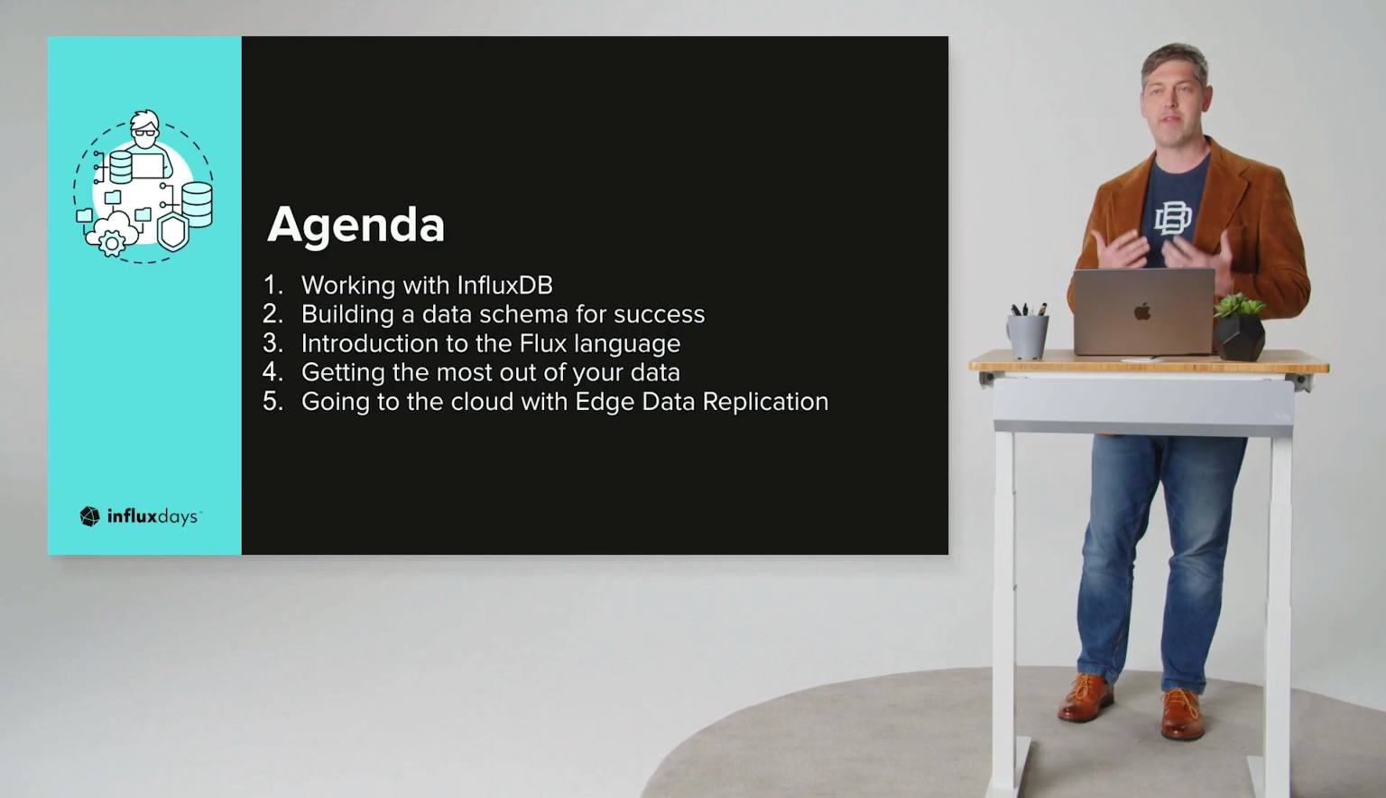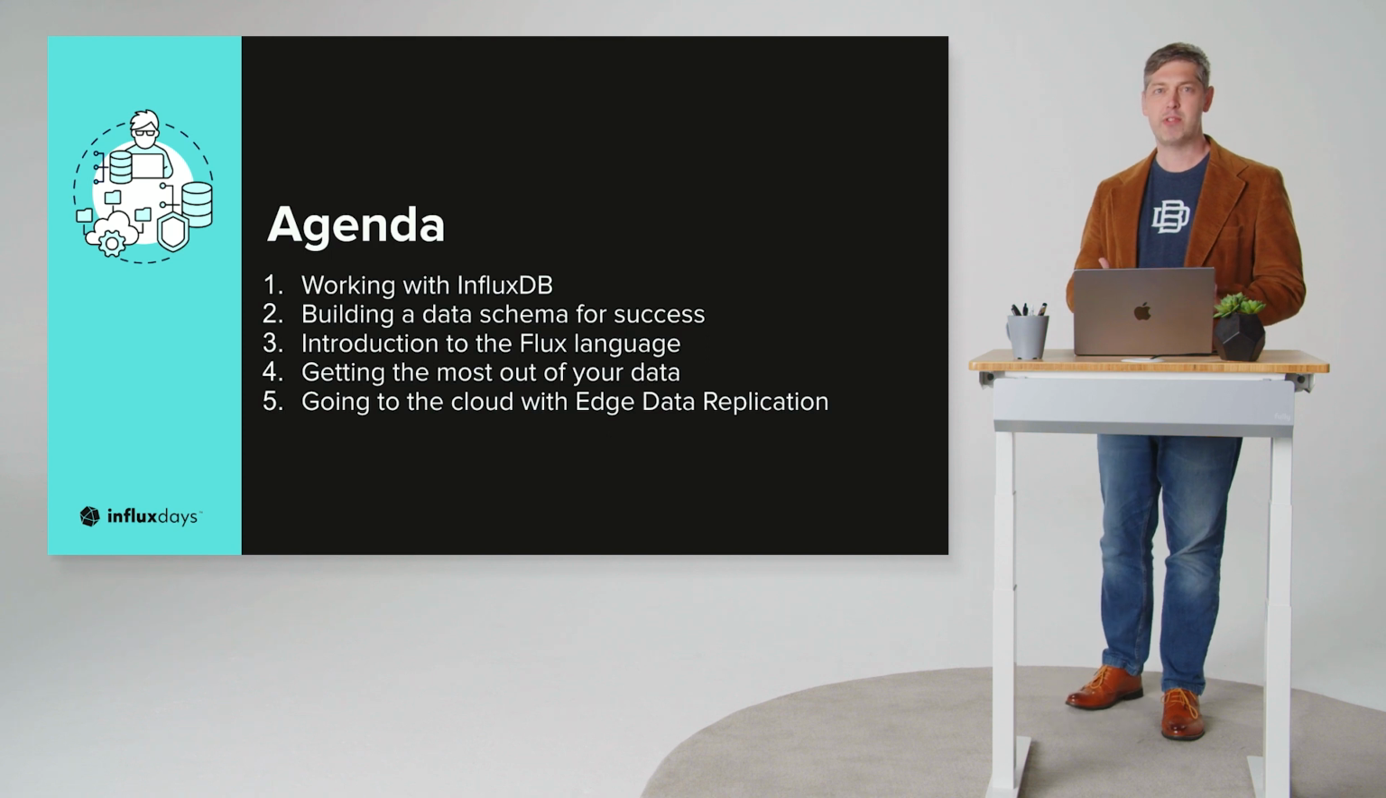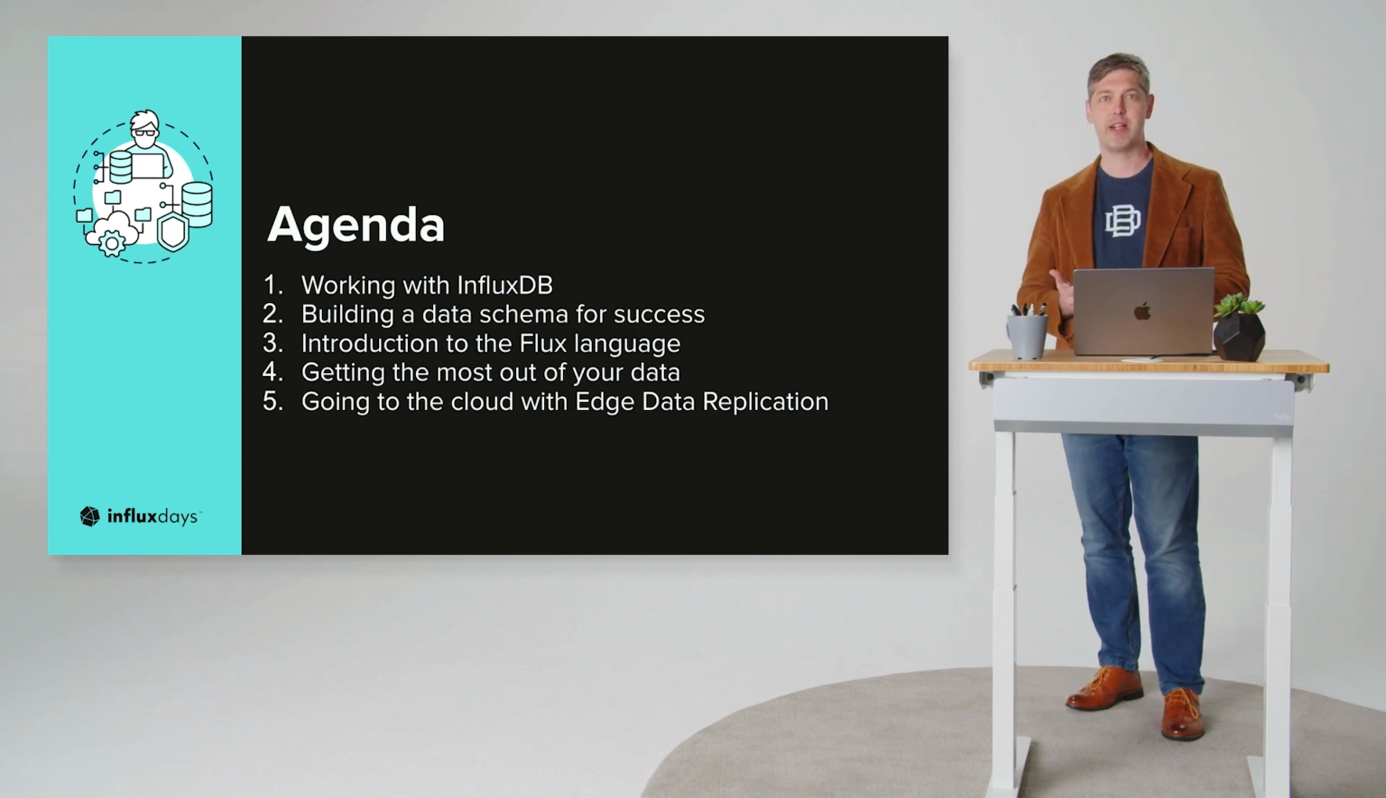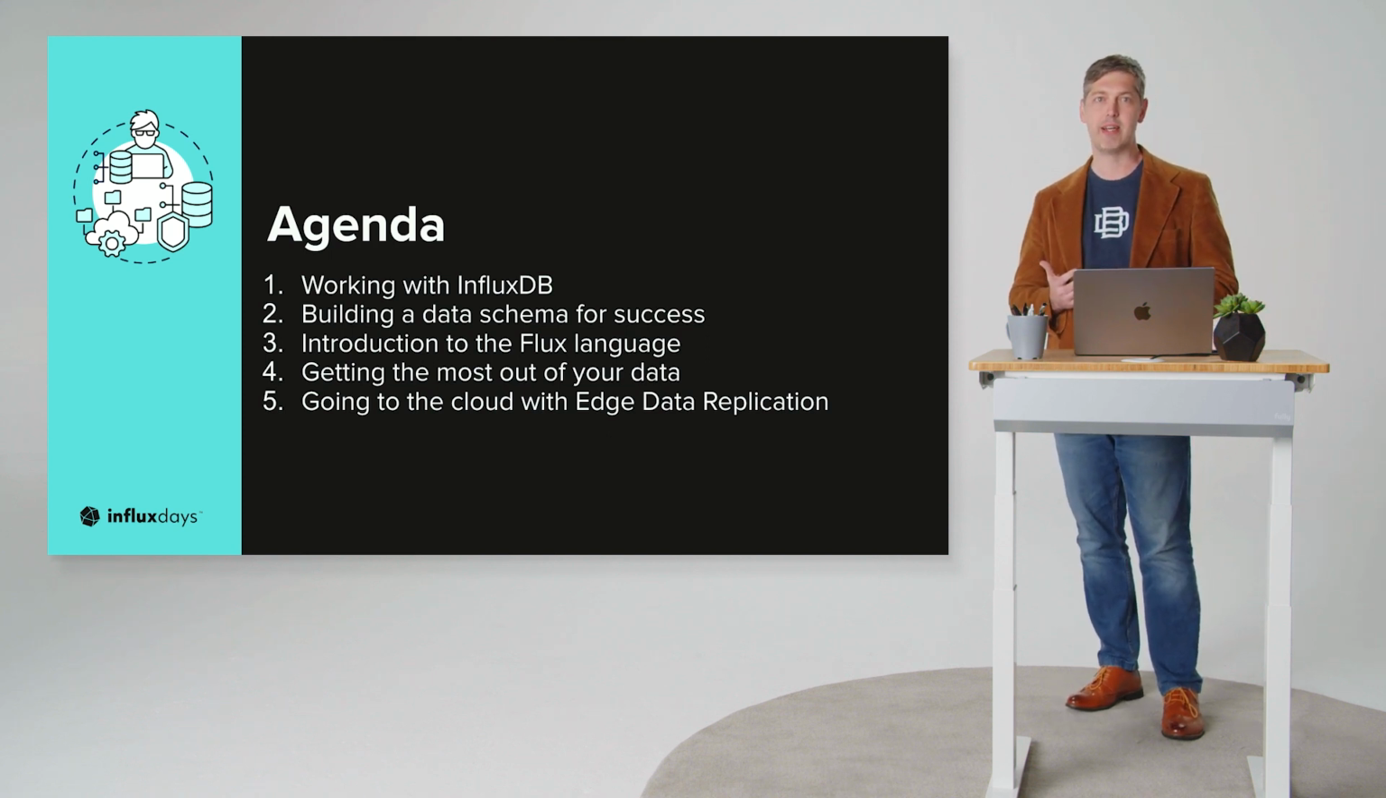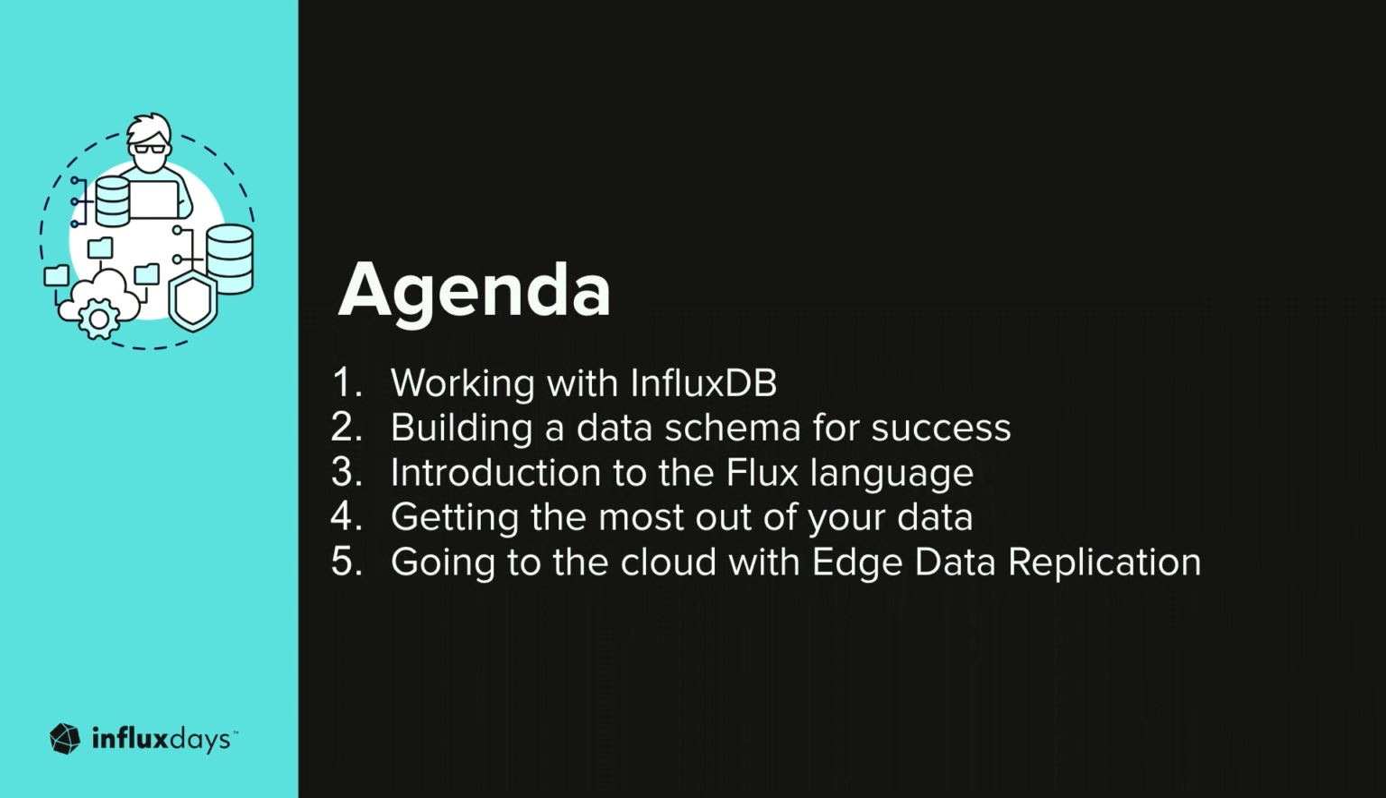In this talk, we're going to cover 5 main topics. The first one is just how you're going to end up working with InfluxDB, because there's more than one way to do it. We're also going to look at your data schema and talk about ways that you can build that so that it's going to be successful and be able to grow with you and not cause you any issues. Then we're going to take a real quick look at the Flux language and some of the things that people tend to struggle with when they first start learning that. Then we're going to talk about what you can do with your data once it's in InfluxDB. And finally, we're going to talk about getting it out of the edge and up into the cloud.